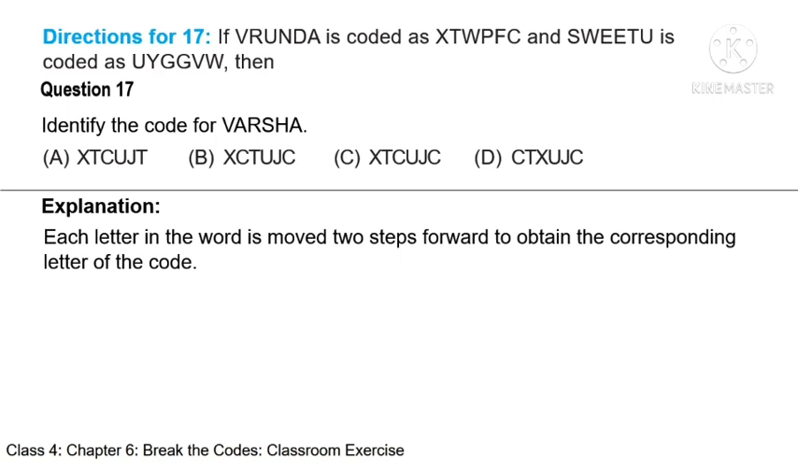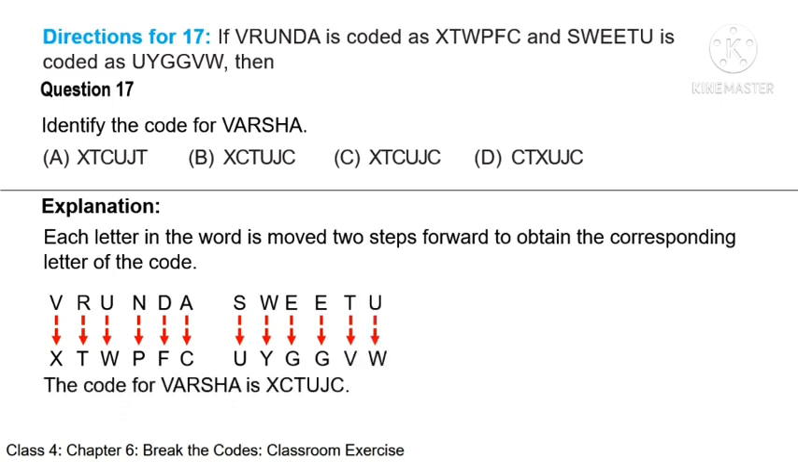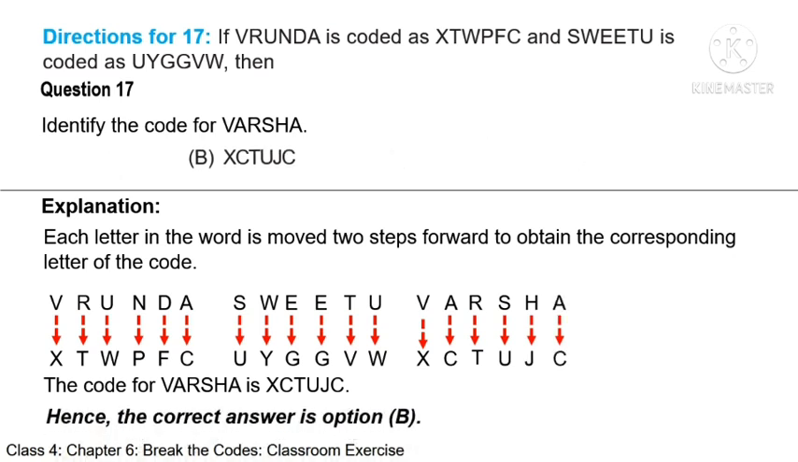For example, Vrinda, V is for X, R is for T, U is for W, N is for P, D is for F, A is for C. Similarly for Sweetu, S is for U, W is for Y, E is for G, T is for V, U is for W. Therefore, the code for Varsha then becomes: V is for X, A is for C, R is for T, S is for U, H is for J, A is for C. Hence, the correct answer is option B.